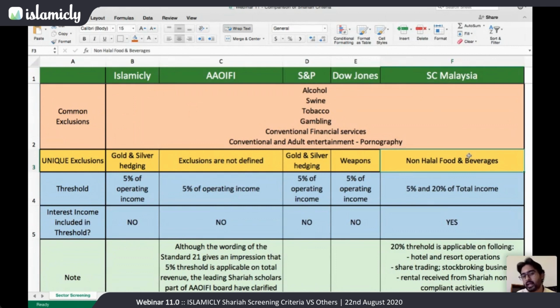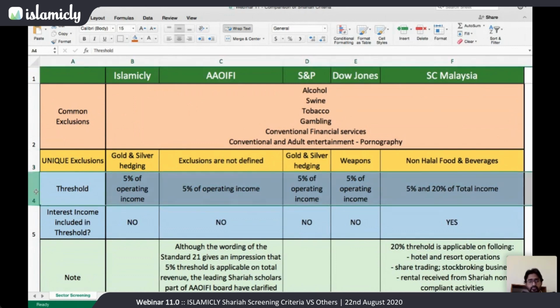So let's say, for example, somebody is selling processed chicken, and that chicken is not slaughtered in a halal manner. Then SC Malaysia considers that revenue to be non-permissible, whereas every other Sharia committee as of now considers a business activity from that segment to be Sharia permissible from an investment perspective. Definitely, they are not saying that consumption of non-halal slaughtered meat is permissible, but from a business activity perspective, as of now, they have given permission that you can invest in such businesses. All right, so I believe that we've covered both of these: there are common exclusions and there are unique exclusions across certain Sharia boards.